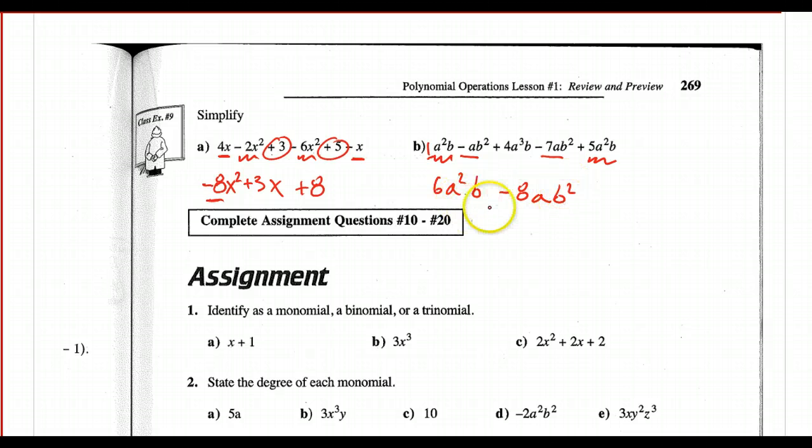Notice how the variables are written in alphabetical order. And then finally I have some a cubed b's, and there's no other a cubed b's, so I'm just going to rewrite that term. And was that a positive? I can't see there. I'm going to write it first again because it's the highest term. So 4a cubed b, and there's that one.